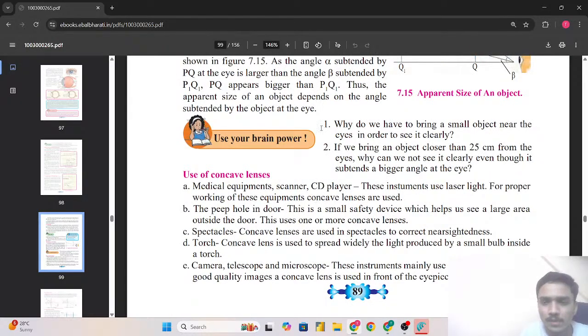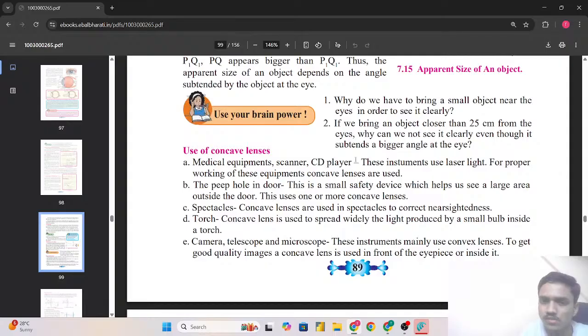So use your brain power. We have given here two questions. Why do we have to bring a small object near the eye in order to see it clearly? If we bring an object closer than 25 centimeter from the eyes, why can we not see it clearly even though it subtends a bigger angle at the eye?